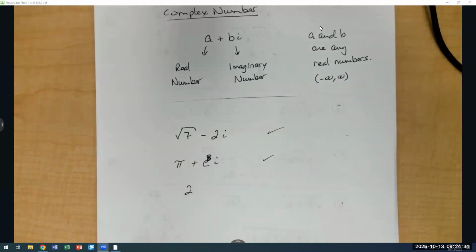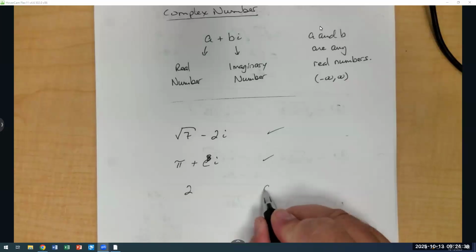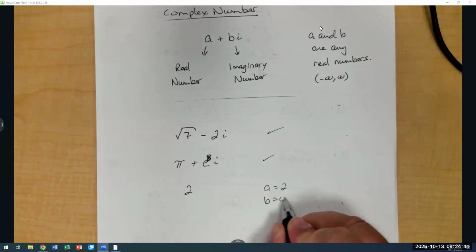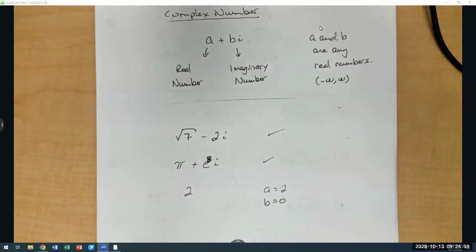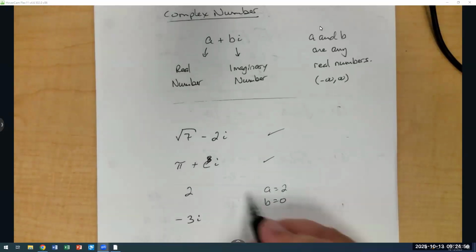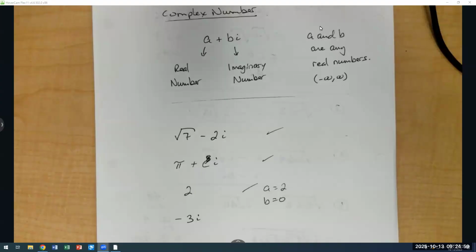Is that a complex number? Yes, it is. A is 2 and B is 0. Are those inside the complex numbers? Yes. A complex number is any number that can be written in that form. So that is a complex number. Is negative 3i a complex number? Yeah, because A is 0, B is negative 3. So yes.